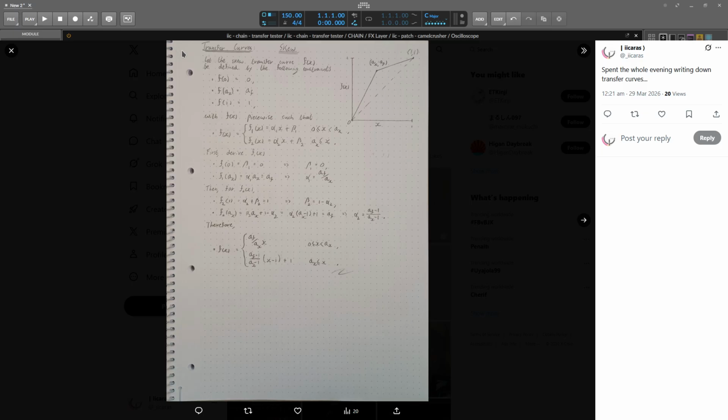You can pause if you want and look at the math, but the way I like to derive transfer curves like this is to first define constraints, then make an assumption about what the function looks like with some general parameters, and then derive those parameters, in this case alpha and beta, for each piece, and therefore find my final equation. And this is what I would be making in Bitwig.